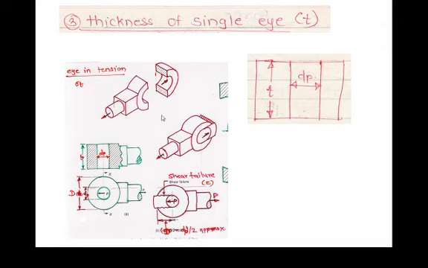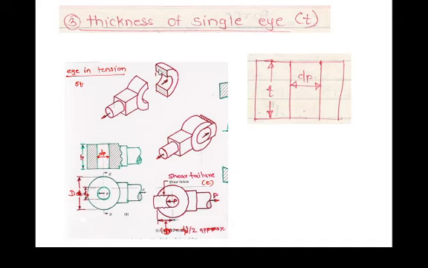Now area of failure is perpendicular to the force, therefore it is a normal stress, that is sigma t is equal to P divided by this much area. How much is this area? Outer diameter minus inner diameter. What is outer diameter? Outer diameter is d, inner diameter is equal to dp. That means d minus dp into the thickness of single eye. What is the thickness of single eye? Thickness of single eye is nothing but your t. Therefore sigma t is equal to P divided by d minus dp into t is the area.